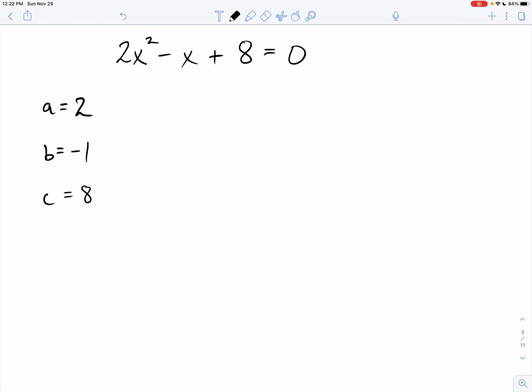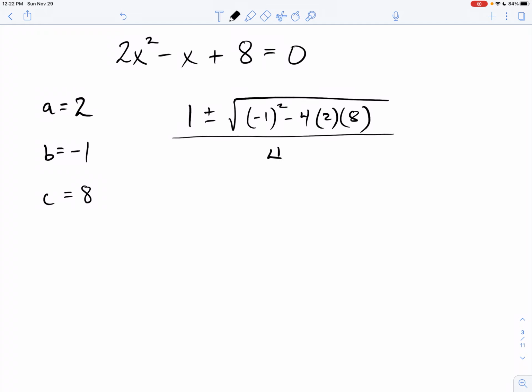There's my ABC. I'm going to do negative b plus or minus square root of b squared minus 4 times a times c all over 2a. So that's a 4. So what do I get on this one? I think it's negative 47, but let's see. Negative 1 squared is 1, minus 4 times a times c. Oh my gosh, I'm so glad I didn't guess. Yeah, it's negative 63.